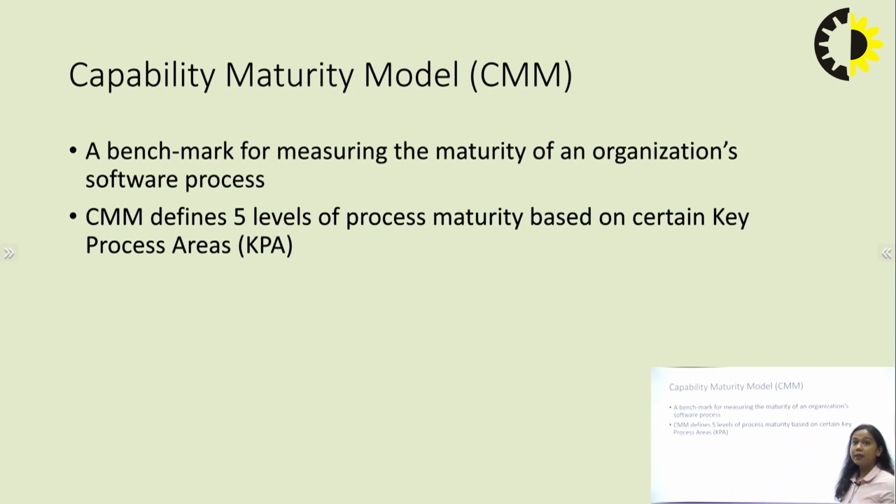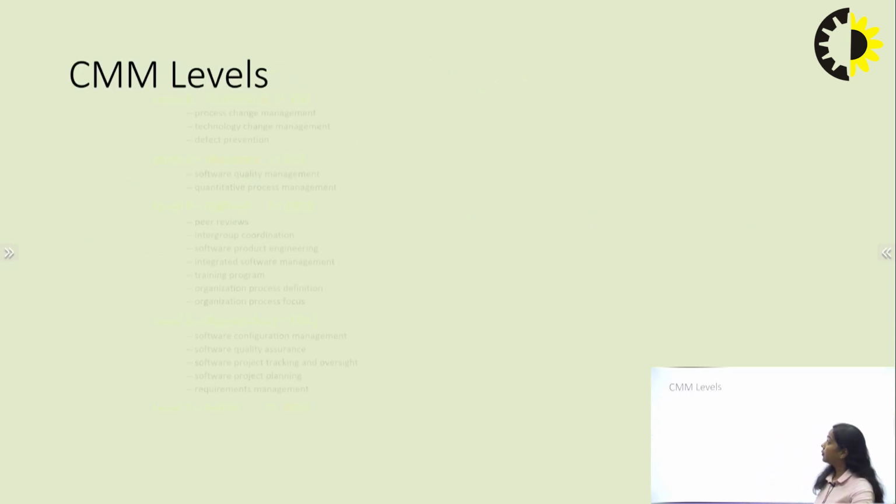It is a benchmark for measuring the maturity of our organization's software process. That means if an organization is developing any software, it needs to touch this standard. Before touching the standard, that doesn't mean the software is completely authenticated or mature. In the CMM, we have 5 different levels, and each level defines the key points of maturity. What are those 5 levels of the CMM?